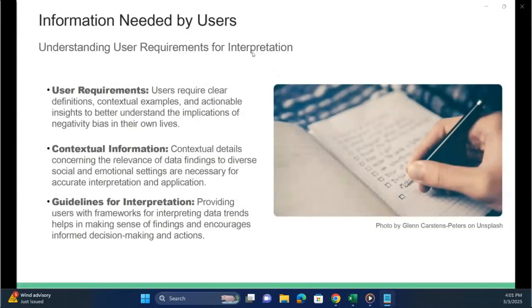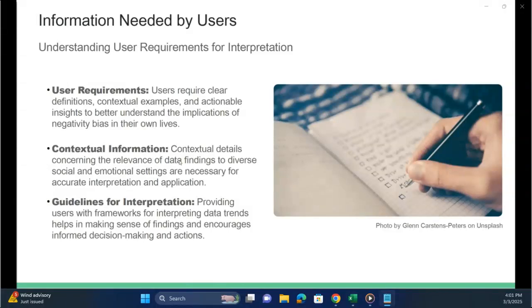So basically, the users of our information and data, what they will need in order to interpret it correctly is, first, we need to stick to some requirements. The users should require clear definitions, contextual examples, and actionable insights in order to better understand the implications of negativity biases in their own lives. So we want to show them through our data a good overview of what negativity bias is and how it applies to their life.